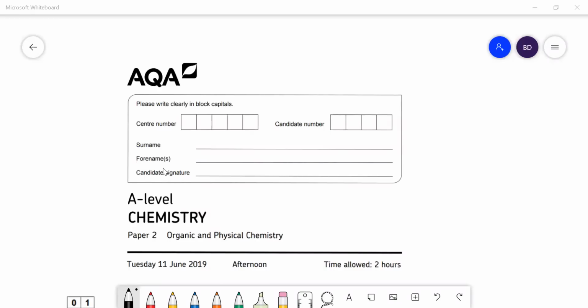Hi, in this video, I'm going to go through the AQA A-level Chemistry paper. This is the 2019 paper, and this is paper 2, Organic and Physical Chemistry. I'll just do the first half of this paper in this video and the second half in a later one.